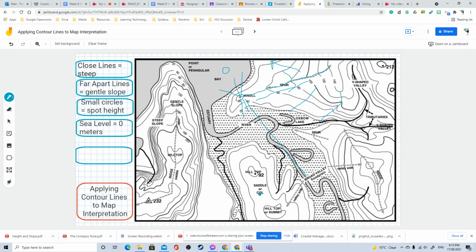The other thing I'll point out here is that when we have a high point like we have there and another high point like we have here, but it drops down into a low point and then back up the other side, we refer to it as a saddle. Okay, one of the other land features that we see on contour maps.